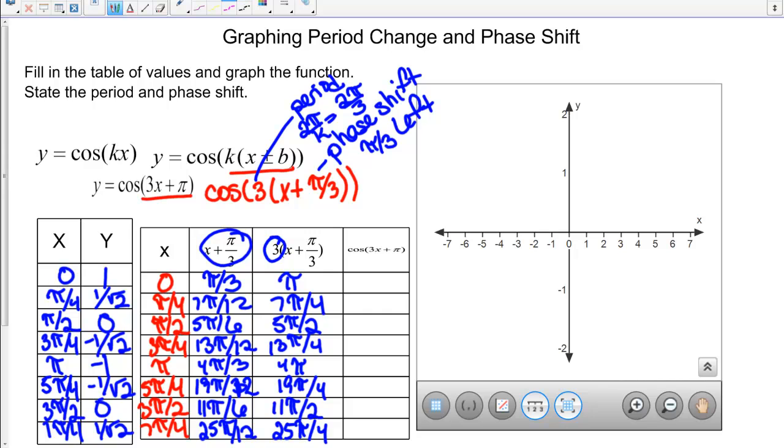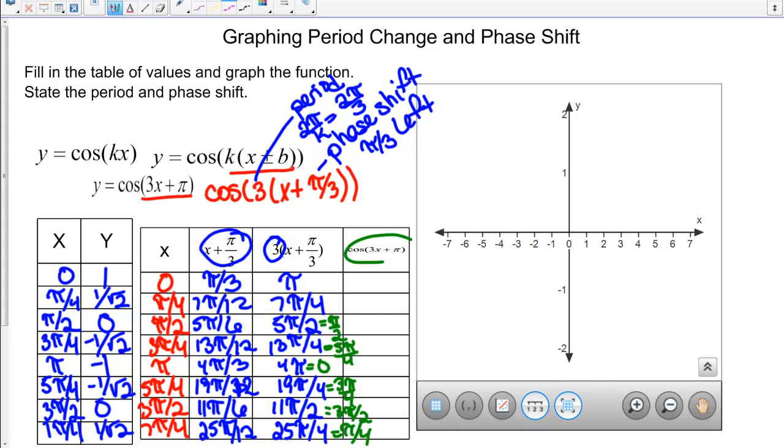So let's find the equivalence of these within our unit circle. So we have pi, 7 pi over 4, 5 pi over 2 is the same as pi over 2, 13 pi over 4, that's the same as 5 pi over 4, 4 pi is the same as 0, 19 pi over 4 is the same as 3 pi over 4, 11 pi over 2 is the same as 3 pi over 2, and 25 pi over 4 is the same as pi over 4.